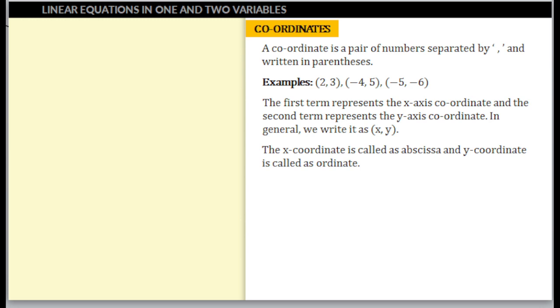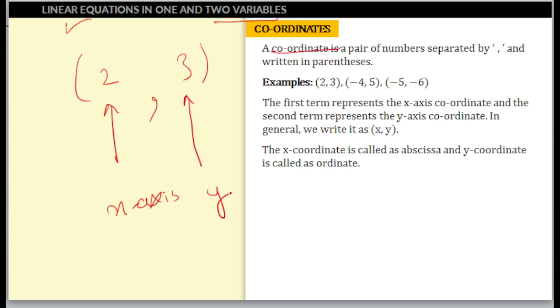Hello everyone. Today we are going to learn about linear equations in one or two variables. So let's start. What is a coordinate? A coordinate is a pair of numbers written in brackets with a comma in between. Let's say I write (2, 3). This is the coordinate, and the first value always represents the x-axis value, and the second represents the y-axis value. The x coordinate is called the abscissa and the y coordinate is called the ordinate.